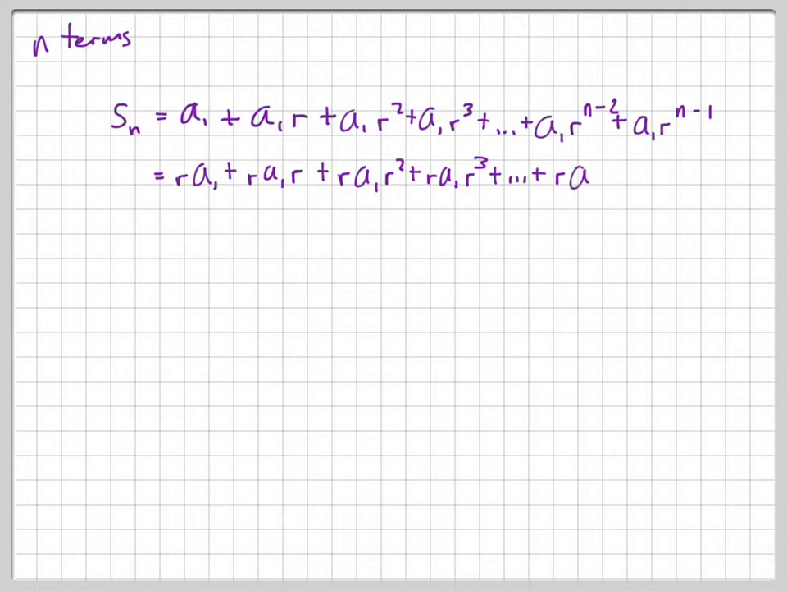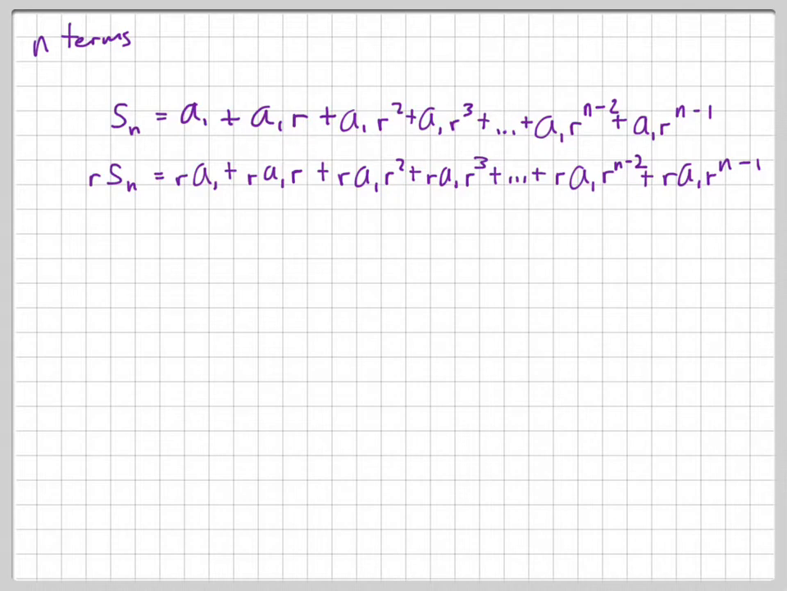So it'll be r a sub 1 r to the n minus 2. Not 1, but 2. And then we have r times a sub 1, or I'm sorry, times a sub 1 times r raised to the n minus 1. You guys still with me? All right. So this side is going to have S of n times r. So it's the same equation, but I'm multiplying it by r. Now I want to subtract these two equations.